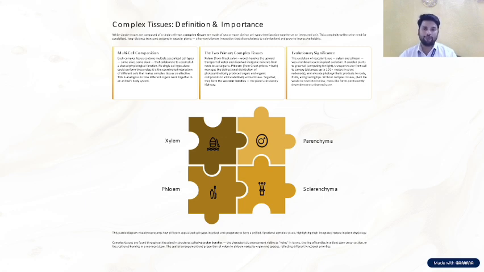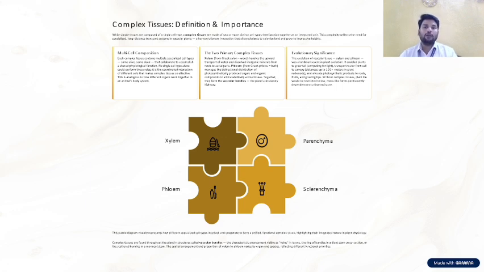Multi-cell composition. Each complex tissue contains multiple specialized cell types. Some cells are living, some cells are dead, and they collaborate to accomplish sharp physiological functions. No single cell type alone could perform these roles. That's why the coordinated interaction of different cells makes the complex tissue so effective. This is analogous to how different organs work together in an animal body system.